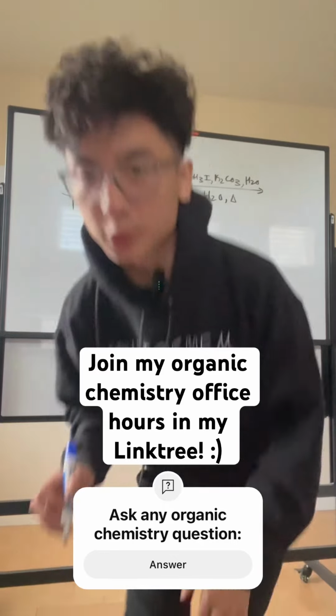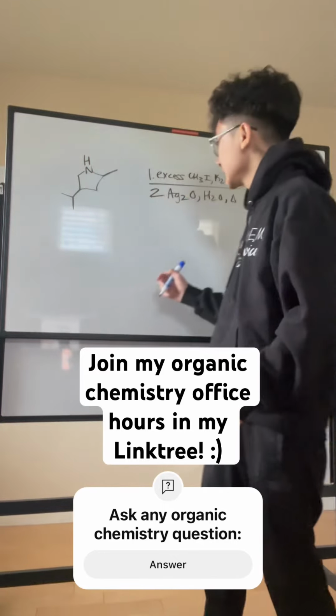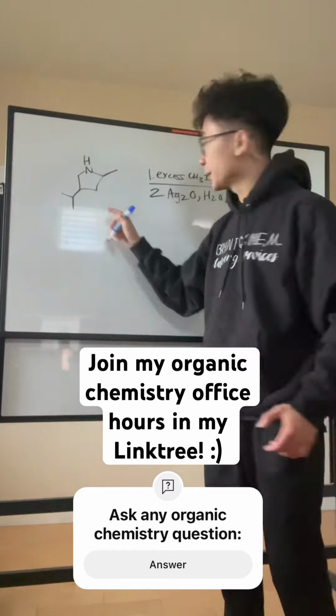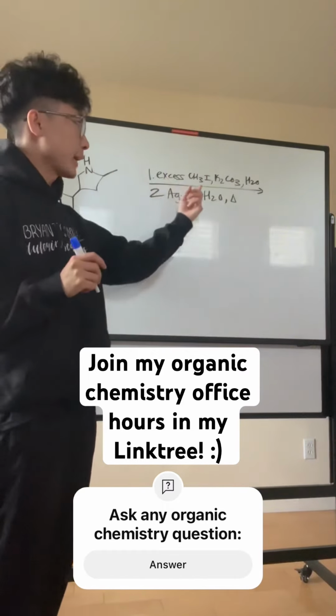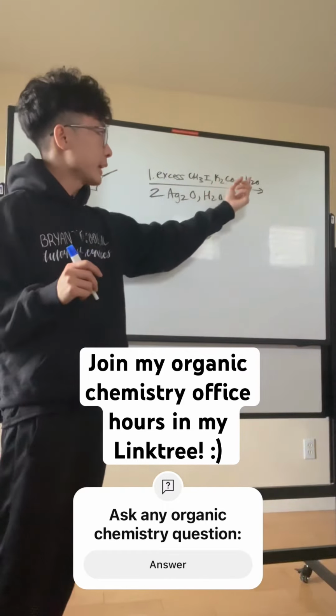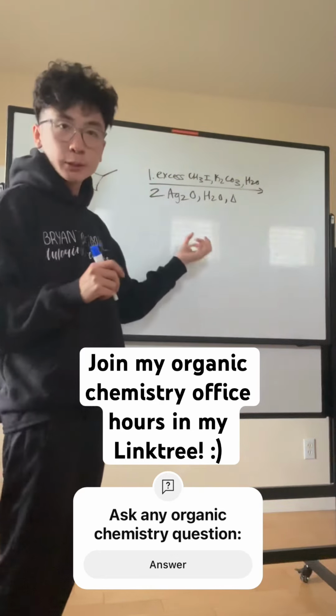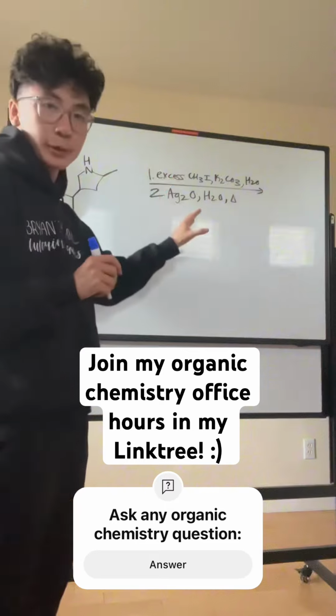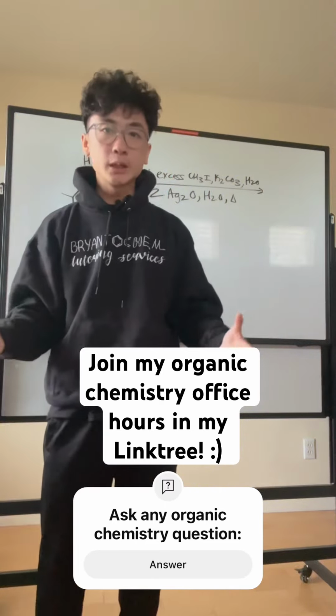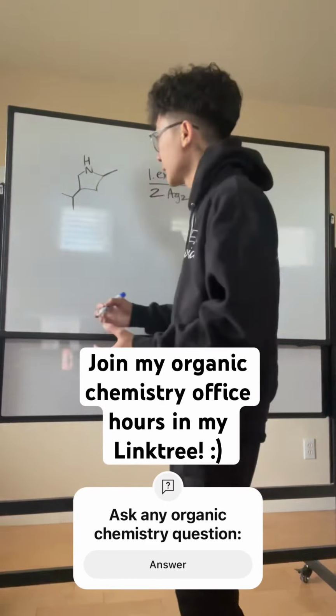In this video, I'm going to go over this organic chemistry problem where we have a secondary amine here reacting with excess CH3I, K2CO3, and H2O in the first step. In the second step, we have Ag2O, H2O, and heat. So when you see an amine reacting with these reagents, this is a big sign of a Hofmann elimination reaction, where we're going to create the less substituted alkene, right?